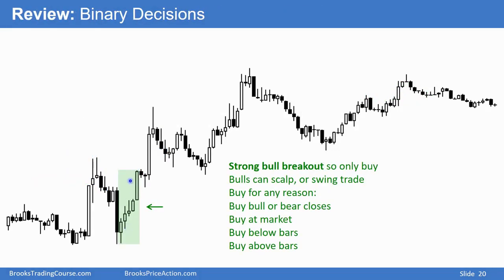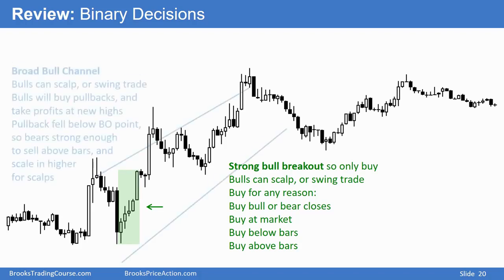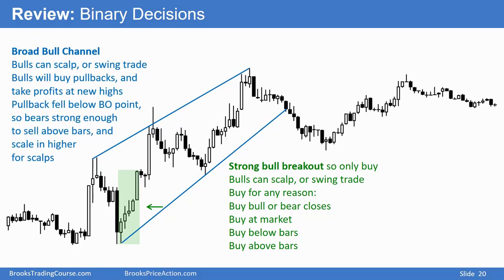So a strong bull breakout, I only want to look to buy. And I can scalp or swing, and I buy for any reason. I buy bull closes, I buy at the market, I buy above bars, I buy above this bar, I buy below bars, below that bar, betting that the bear reversal will fail. And then the market converted into a fairly broad bear channel.